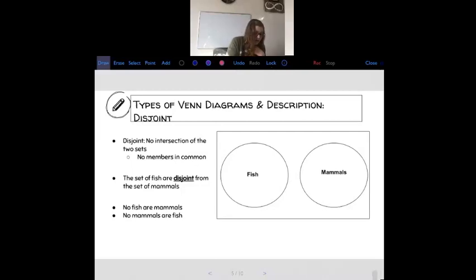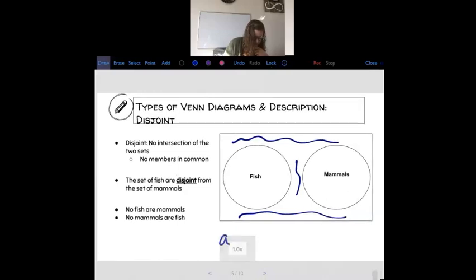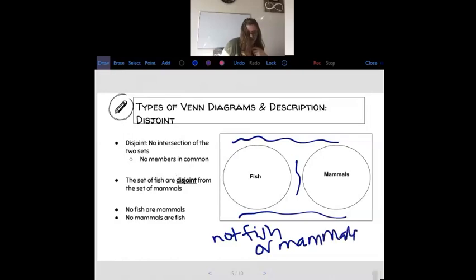So we have our set of fish in one circle, we have our set of mammals in the other, and outside of those would be animals or whatever our overarching category is. This would be not fish or mammals. So things like snakes would be outside of those two circles.